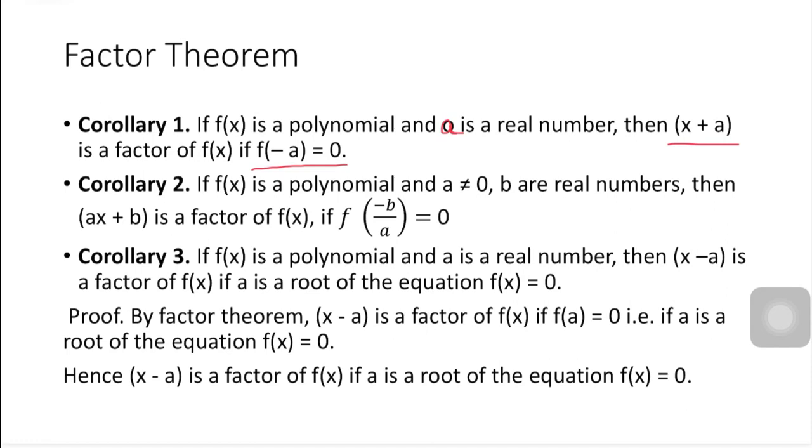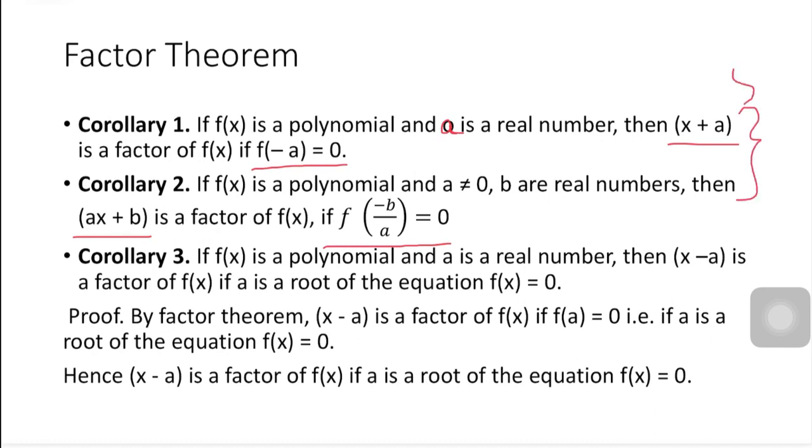The second corollary is also very similar to the second corollary of the remainder theorem: if f(x) is a polynomial, a not equal to 0, and a and b are real numbers, then ax plus b is a factor of f(x) if f of minus b by a equals 0. Again, we know that if we divide f(x) by ax plus b, the remainder equals f of minus b by a, and if this remainder is 0, then obviously ax plus b is a factor of f(x). So these two corollaries are very similar to the remainder theorem.